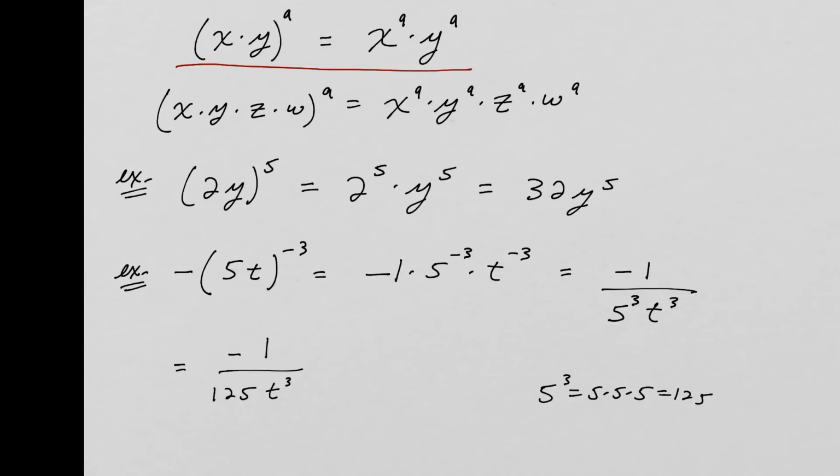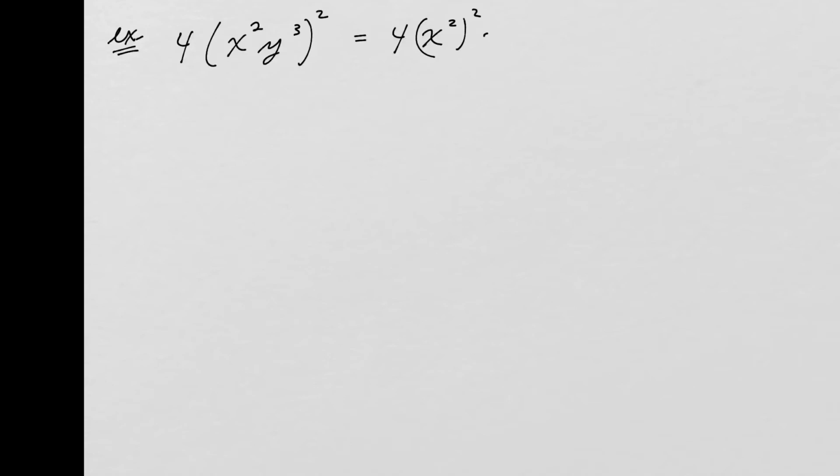Okay, a few more examples of this. Let's say I have this: 4 times x squared y cubed, squared. Okay, so now actually we're going to use a couple rules, right? So the 4 stays there. Here I'm going to use the raising a product to a power rule. So the x squared has to be raised to the second power, and then the y cubed has to be raised to the second power. Right, so I'm just using that rule.